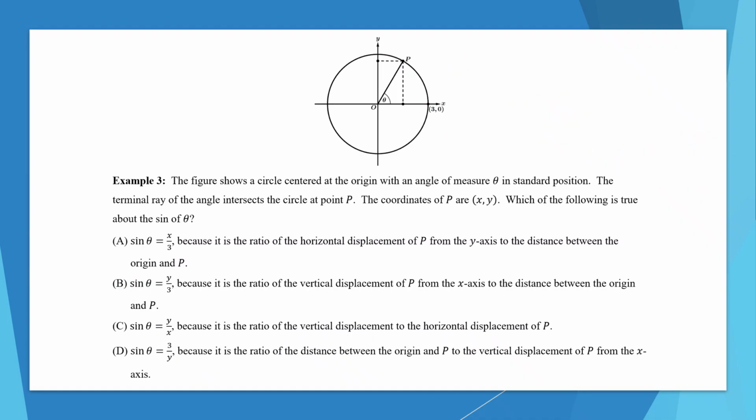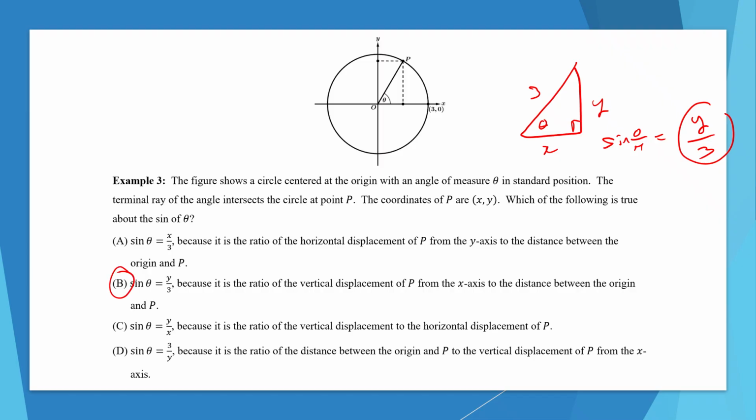Right, example number 3. Which of the following is true about sine of theta? And it's the exact same setup as before. Taking a look at this triangle, this is theta. We get x, y, and 3. So sine is opposite over hypotenuse, which in this case is y over 3. So we're looking for sine as y over 3. So B should be our correct answer there.